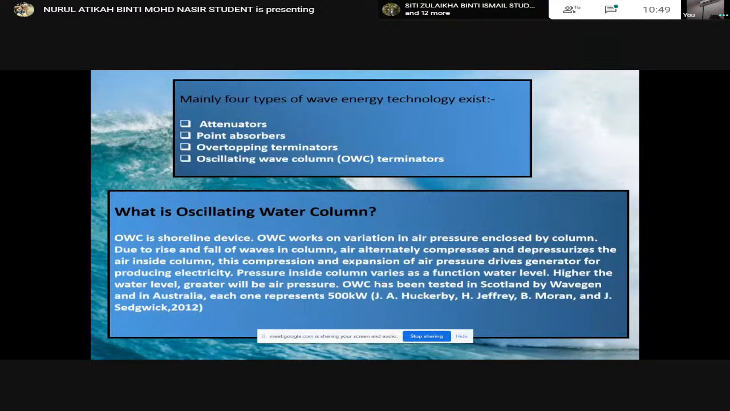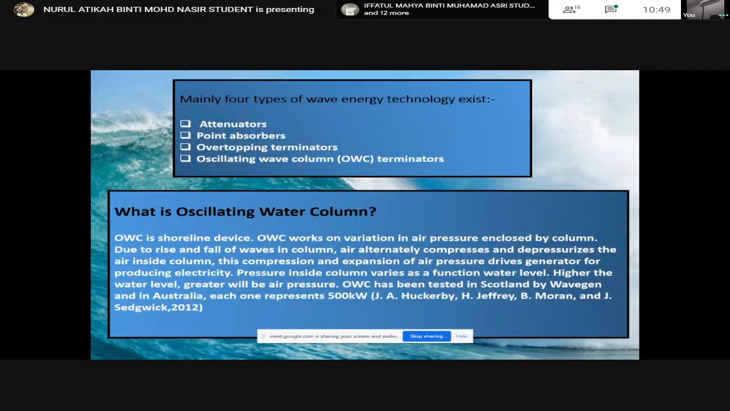For the thermal energy, it is due to the temperature difference between the surface and deep water layers. Thermal energy can be captured using the ocean thermal energy conversion system process. We call it OTEC. And the last one is wave energy. For wave energy, the kinetic energy and potential energy associated with ocean waves can be harnessed using modular technology.